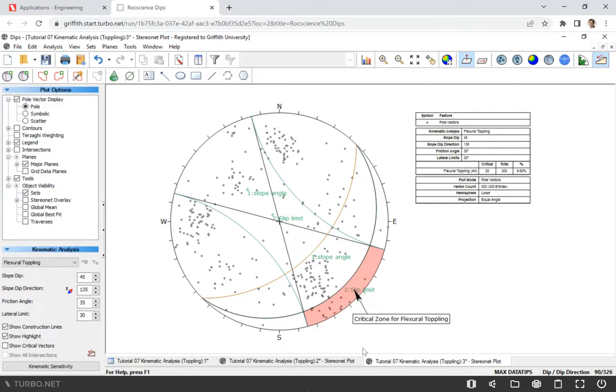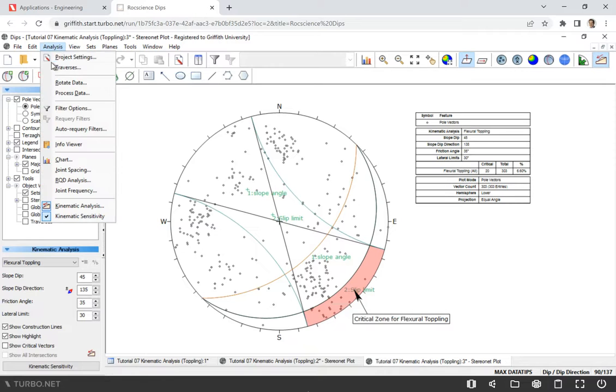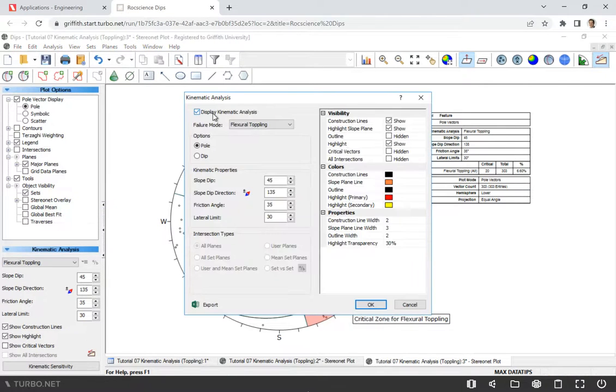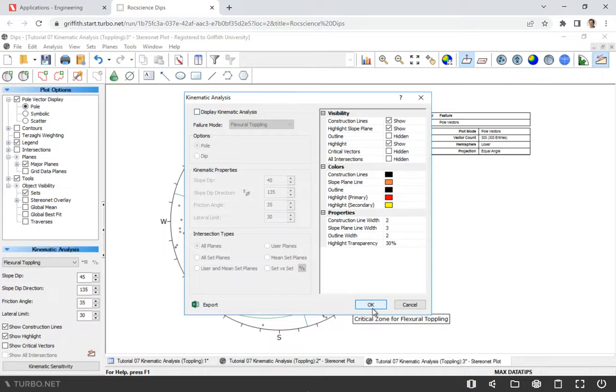This is going to be the last computer class tutorial for DIPS. I'm going to teach you how we can do another type of kinematic analysis for planar failure. What I have right now is the data that I used for my previous tutorial on toppling. I'm going to use the same data and remove all the information that I don't need.